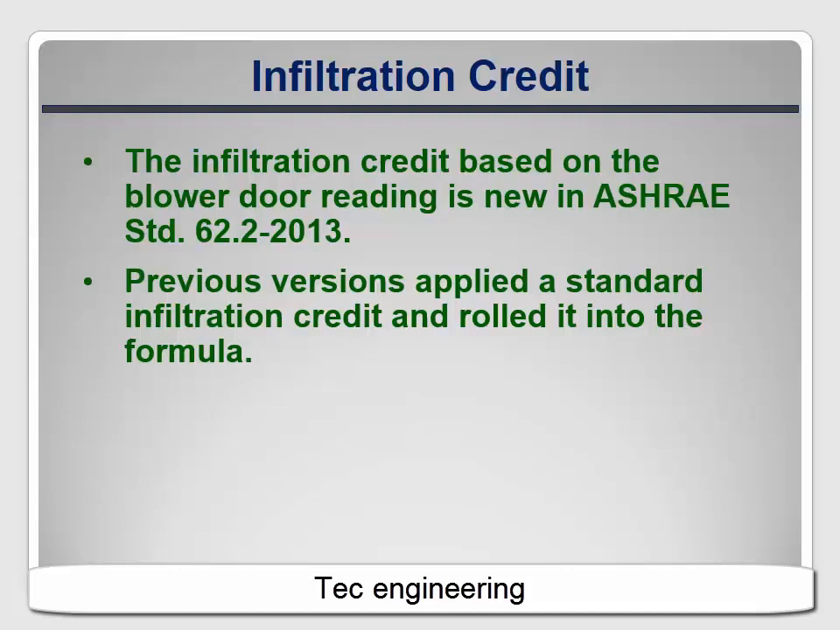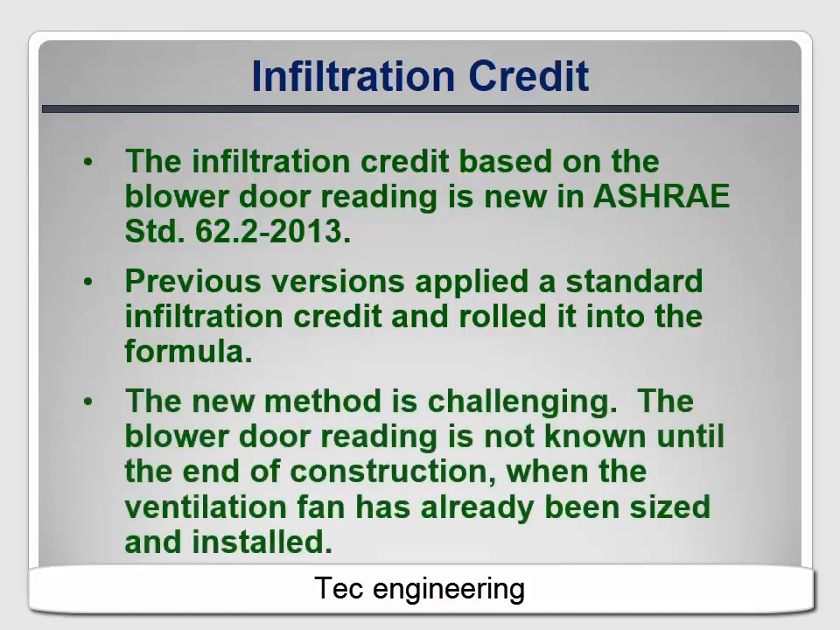This new method is challenging because the fan must be sized when the house is being designed, but the blower door reading isn't known until the house is completed. I've spoken with some raters working with builders on projects, and they often tell the builder to install a fan that meets the requirement without an infiltration credit, rather than trying to guess at what it might be. The assumption is that the builder or homeowner can lower the speed of that fan based on the actual conditions in the finished house. Does it actually work out that way? I'd guess that very often it doesn't. The result may be a house that's overventilated with all of the associated issues I mentioned in an earlier lesson.